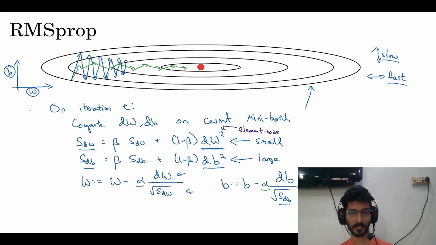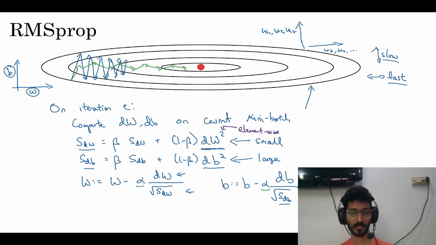Now, just for the sake of clarity, I've been calling the vertical and horizontal directions b and W just to illustrate this. In practice, you're in a very high dimensional space of parameters. So maybe the vertical dimensions where you're trying to damp out oscillations are some set of parameters W1, W2, W17, and the horizontal dimensions might be W3, W4, and so on, right? And so the separation into W and b is just for illustration.